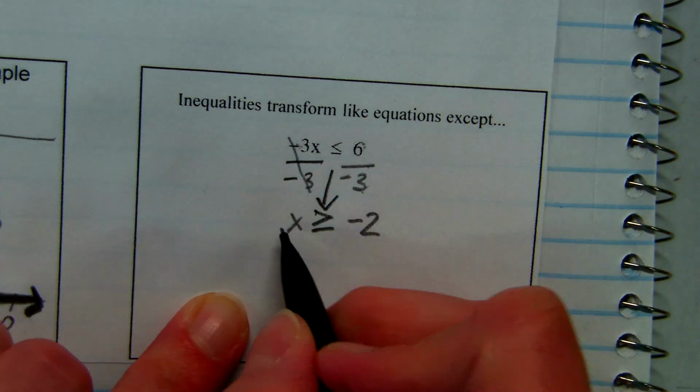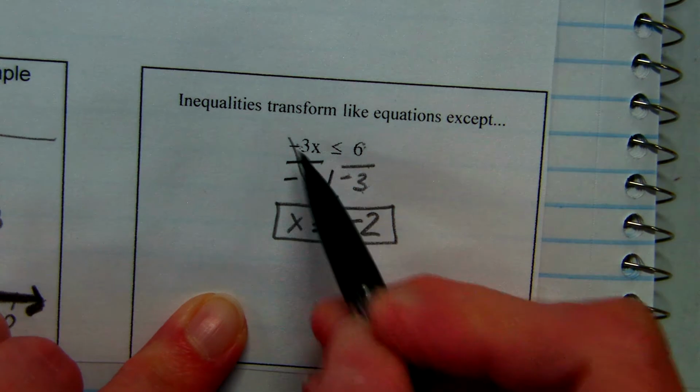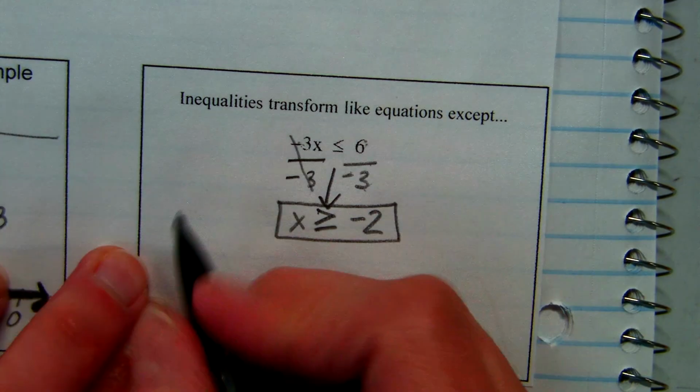And then that's going to be my solution. And it's just because these symbols change. So I'm not going to graph this one. We're going to write information.